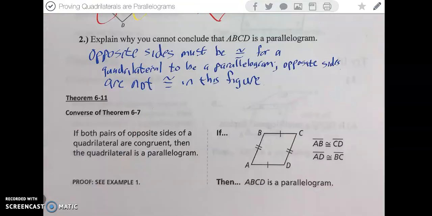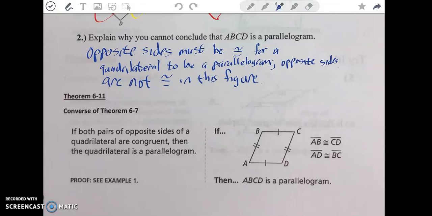Theorem alert here. This one is a converse of one that we did before. Remember, converse means switching around the parts of the statement. If both pairs of opposite sides of a quadrilateral are congruent, then the quadrilateral is a parallelogram. The one we dealt with before was: if the quadrilateral is a parallelogram, then both pairs of opposite sides of the quadrilateral are congruent. This is just the opposite of what we talked about yesterday.